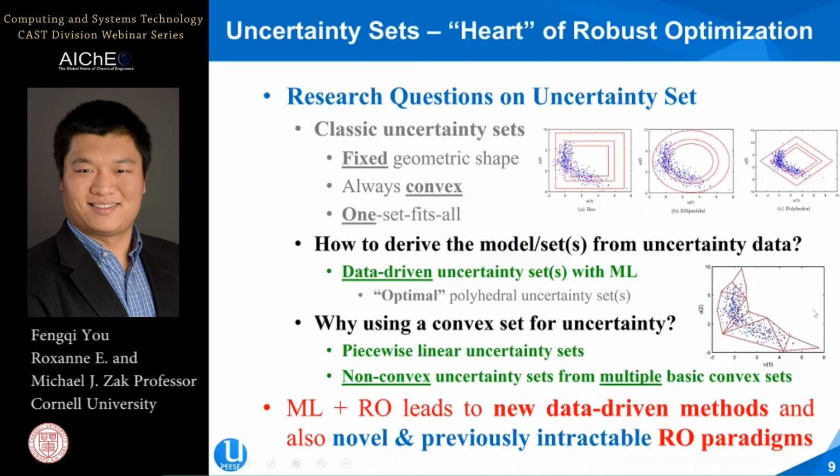Many of these things, like non-convex sets, multiple basic sets, even these piecewise linear sets, are really previously intractable if you constrain yourself by classical uncertainty models or classical uncertainty sets. All right, so let me give you a very quick example before I introduce you to technical details.